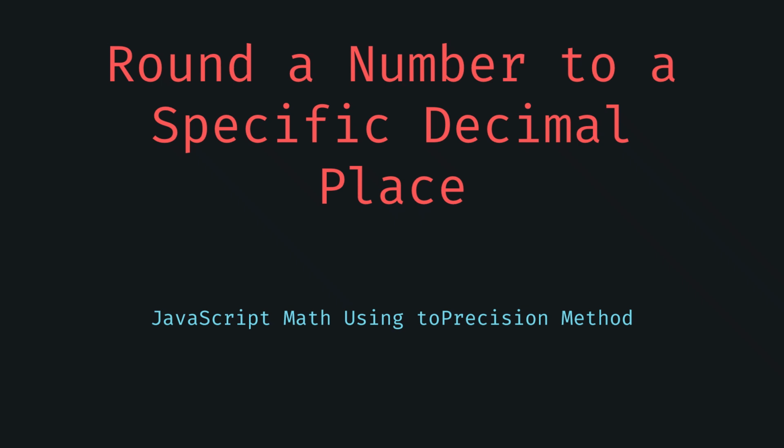Hello everyone. Today we'll see how to round numbers to a specific decimal place in JavaScript. We'll use the built-in toPrecision method to handle rounding precisely. Let's break down how this code works.